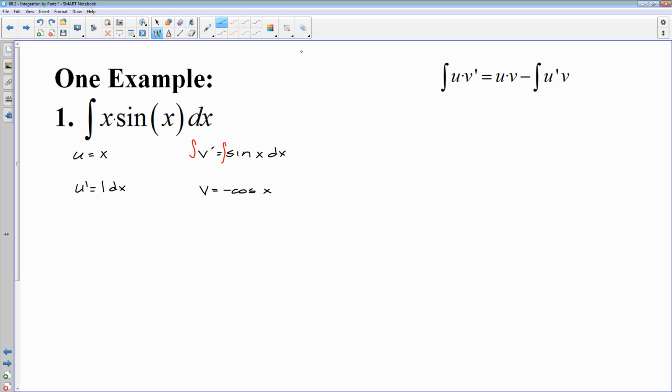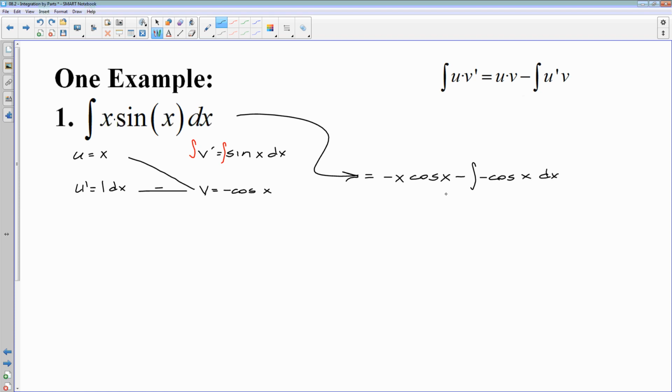Okay, so now I'm going to start working out my formula. So this thing is going to become u times v. So u times v, I multiply those two, so that'd be negative x times the cosine of x, and then minus the antiderivative. So I multiply those two, and then I subtract this product. So minus the antiderivative of 1 times negative cosine x.